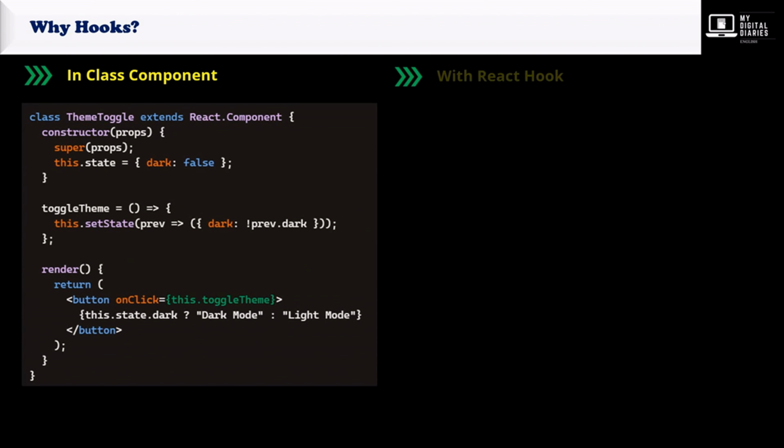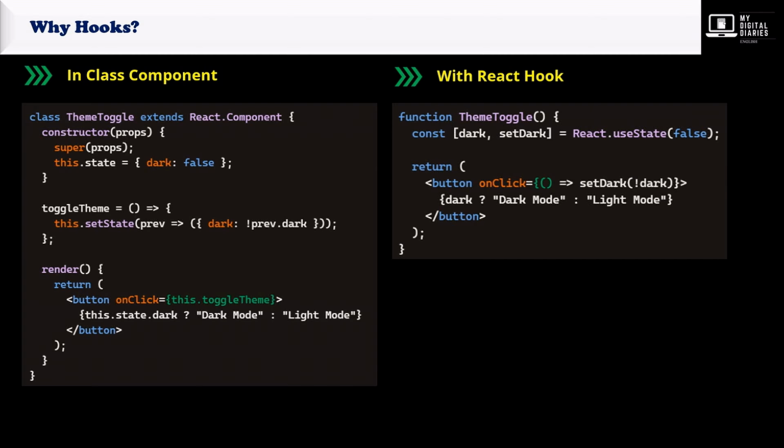Now I'm showing here two examples which show the logic to toggle the features in dark and light mode. Both are doing the same thing but in different ways. In the class version, we need a constructor. We set up this.state here and we write a separate function to update it.